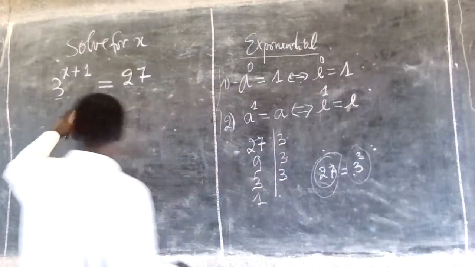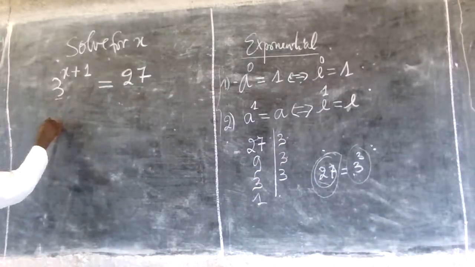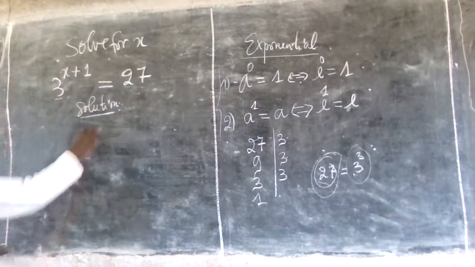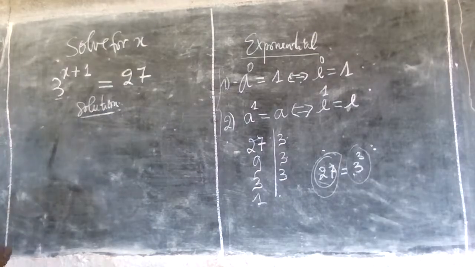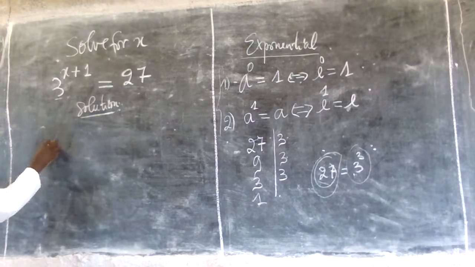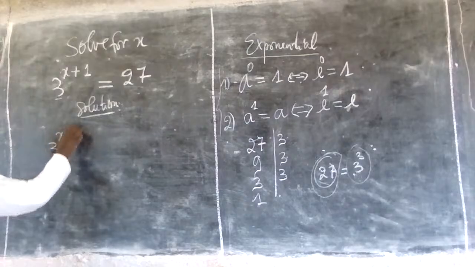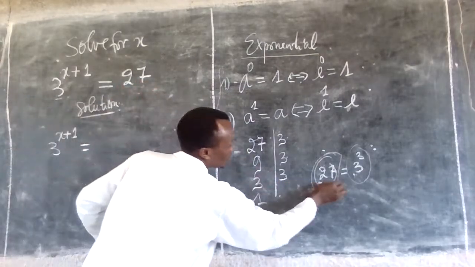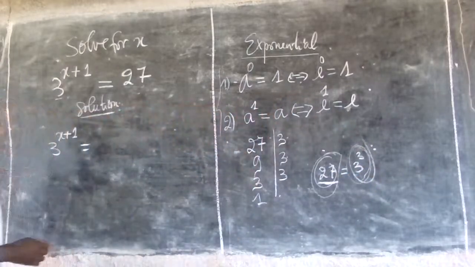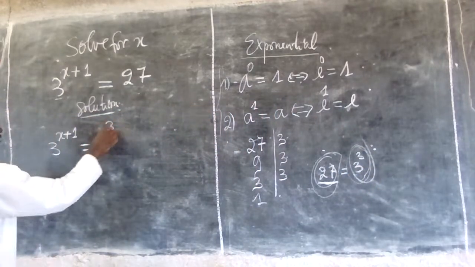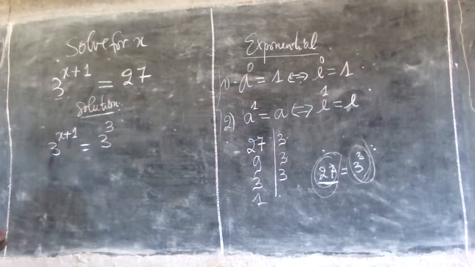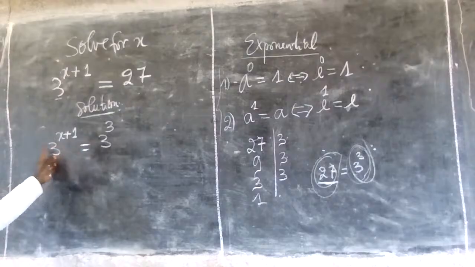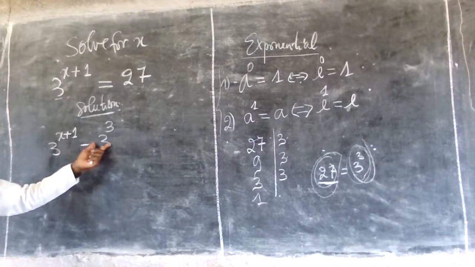Now let us go back to our original equation. We have 3 power x plus 1, which is equal to 27, which is equal to 3 power 3. So here, what should we do? We are going to eliminate the two similar bases.